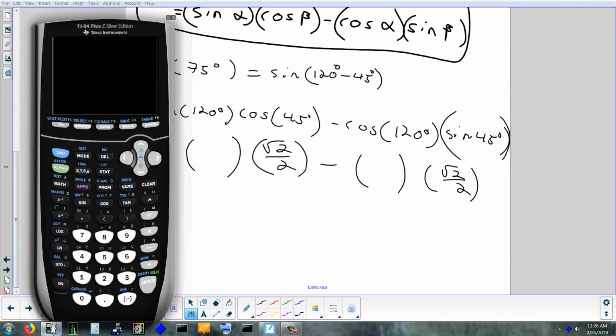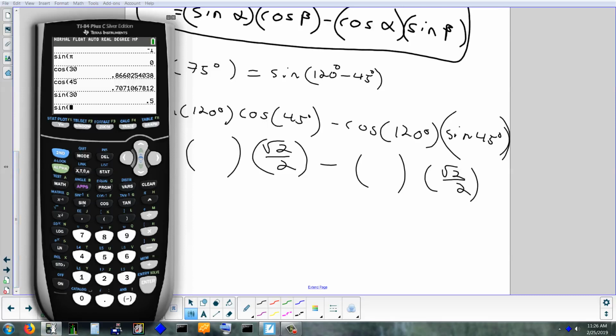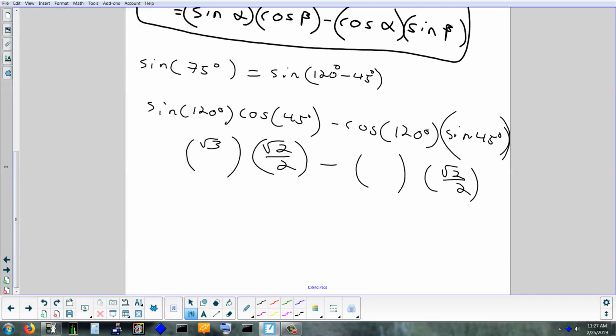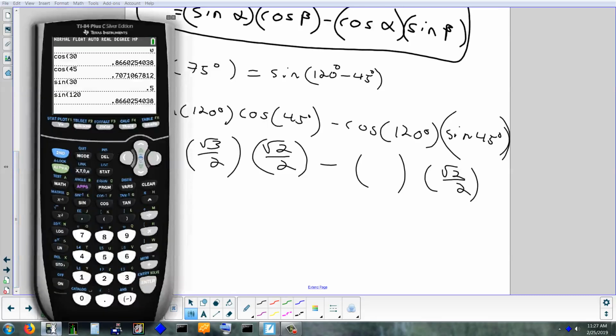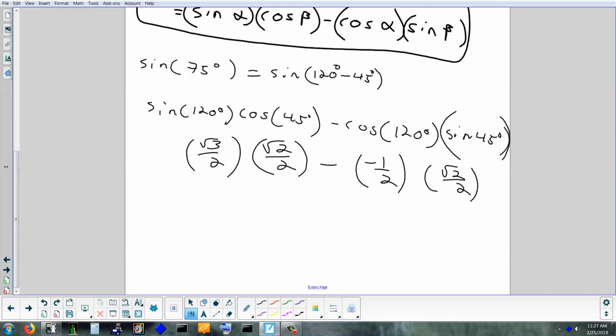Now let's check the sine of 120. All right, so sine 120 is 0.866. So what's that one? That's your square root of 3 over 2. And cosine 120, negative 1/2. So just be careful because we're minusing a minus, so we'll see what happens. Square root of 3 times square root of 2 is square root of 6. Minus a minus turns into a positive. 1 times the square root of 2 is the square root of 2 over 4.